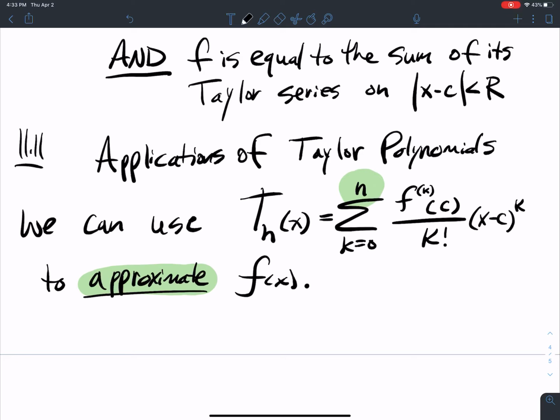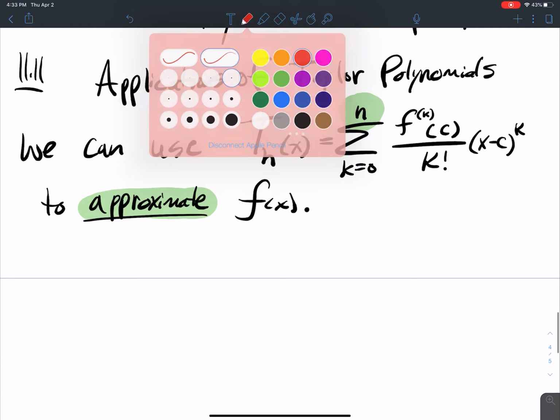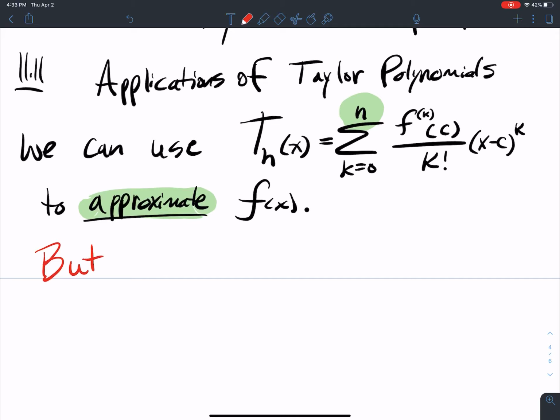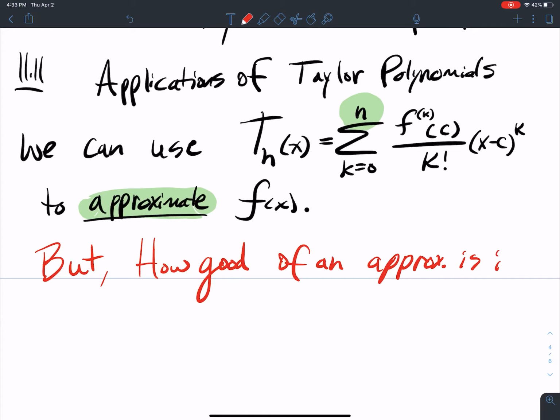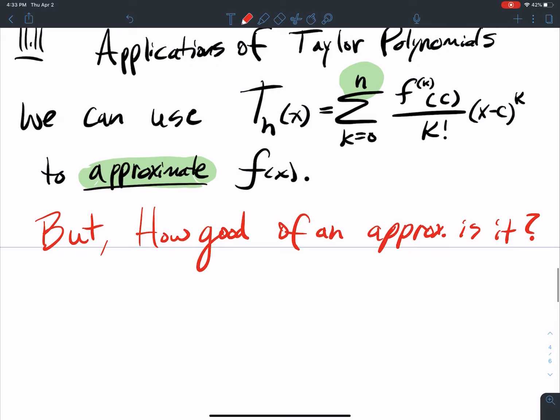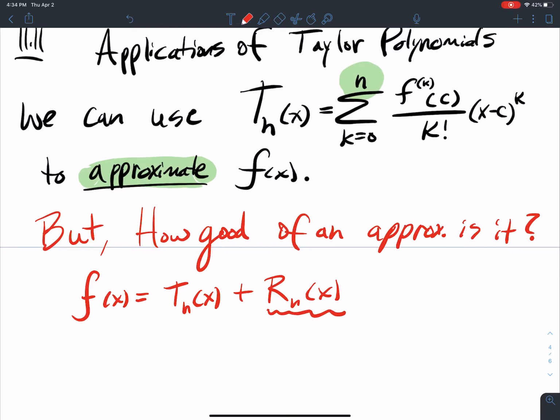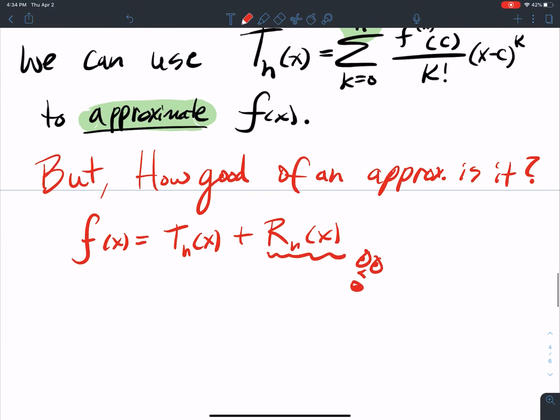Now, the question becomes, anytime we approximate, how good is the approximation? Is it a bad one? Is it a good one? How do we know? Well, what do we know? We know f of x is equal to the Taylor polynomial of degree n plus your remainder. The remainder is really what we need to look at to figure this out. If we know more about the remainder, then we might know more.